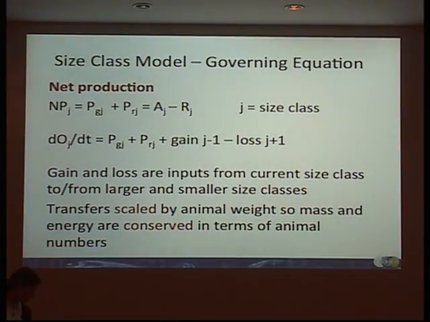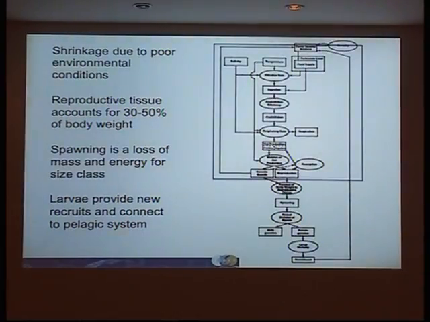So if you then worry about some of these other things that I just mentioned, which is shrinkage due to, say, poor environmental conditions. The blue box here is what I just showed you. Then you put in resorption, so now you've got something like the reproductive tissue covering the somatic tissue needs during times of bad conditions. Reproductive tissue in a lot of these benthic invertebrates is 30 to 50% of the body weight. So when it spawns, the animal throws away 50% of its weight.